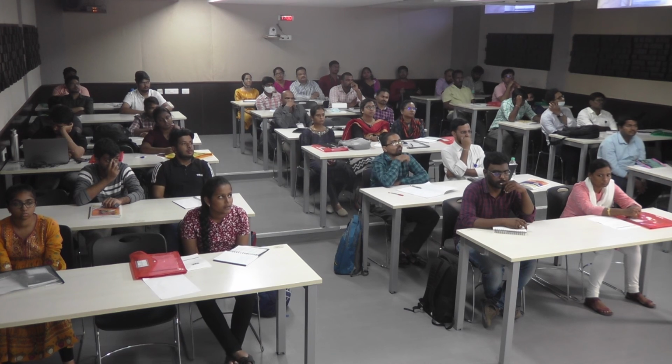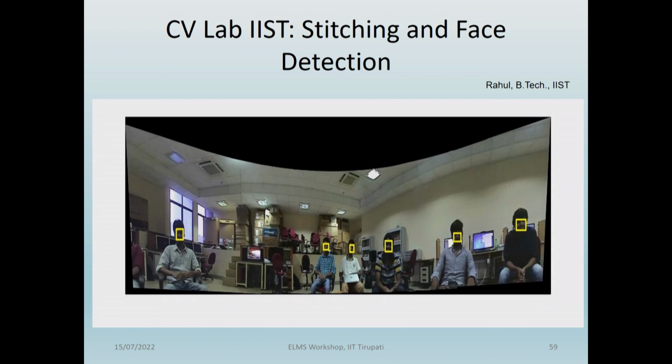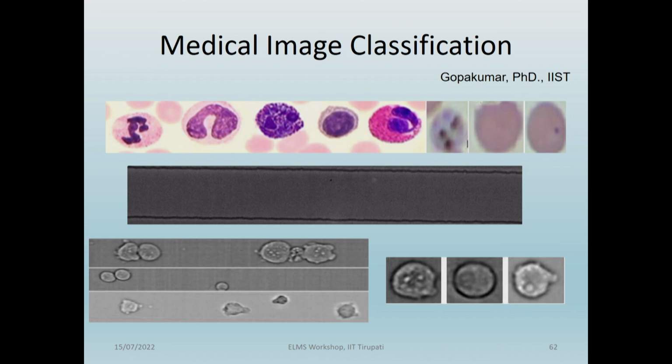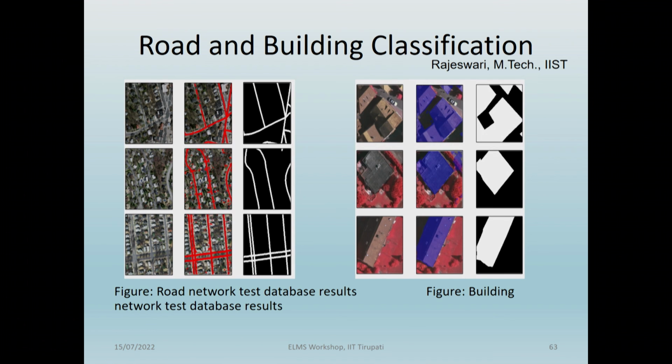Here are some examples done in the lab: taking a snapshot of the panoramic view of the lab, then detecting the faces and giving attendance or recognition of the faces. Some of the students have developed attendance systems for these classrooms, where they automated the process of registering each student's face and marking attendance. And in many fields, this learning has shown great progress, for instance in the medical field.